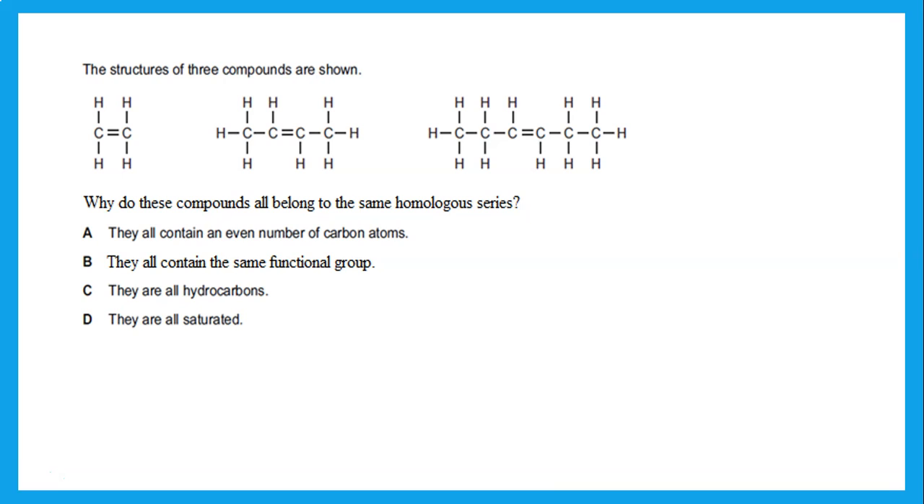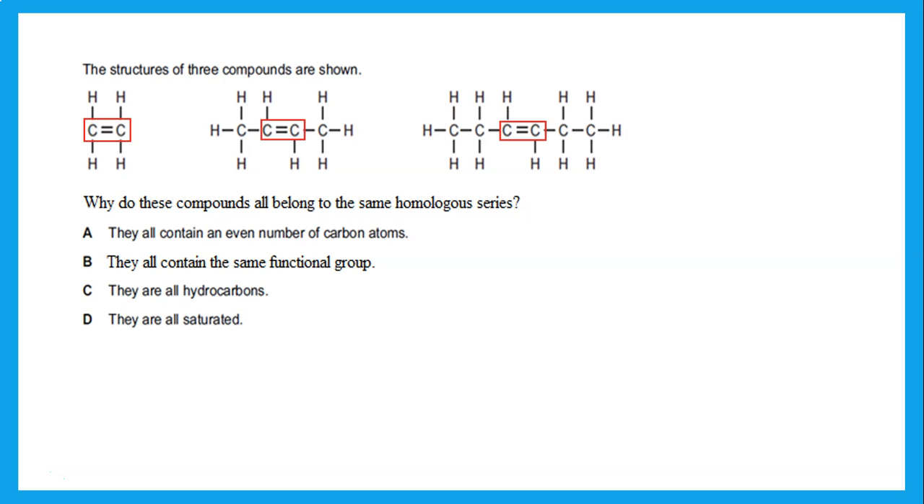Remember, we said we divide organic compounds into different groups, but we do not refer to them as groups. We refer to them as homologous series. So all of these belong to the homologous series, which we call alkenes, because they all contain the same functional group. If I see a double bond in the molecule, I identify it as an alkene. So all of these are alkenes because they all contain the same functional group.